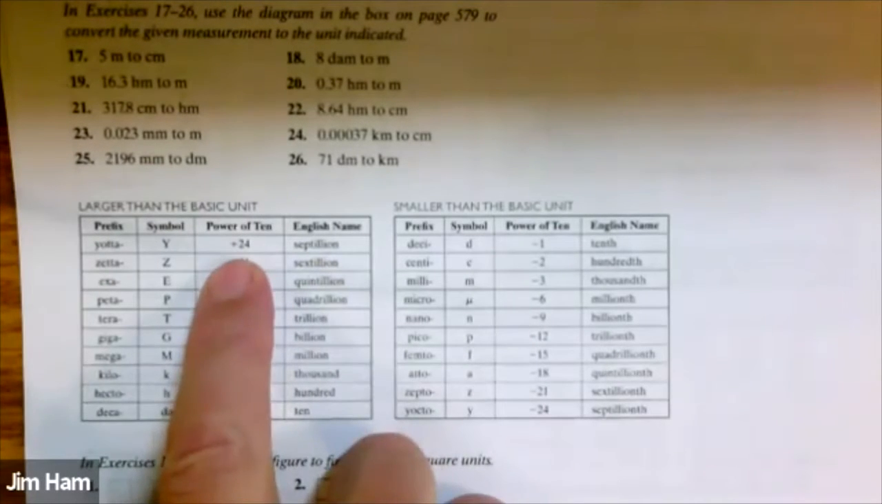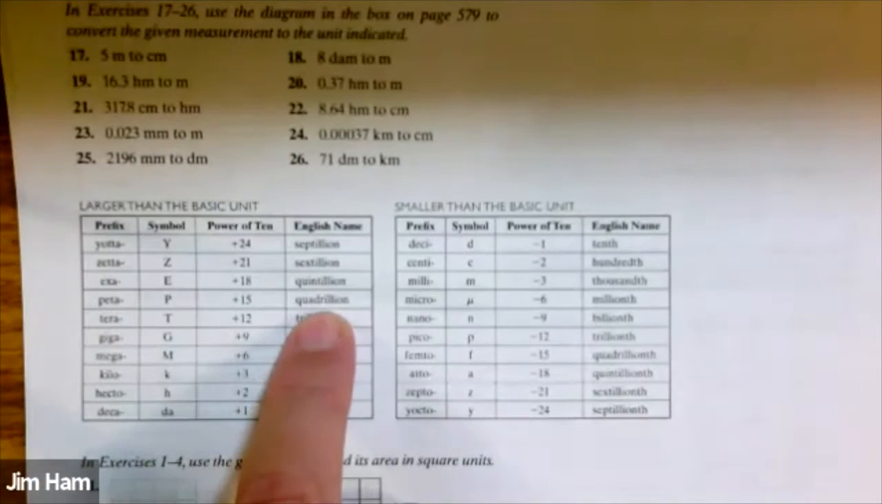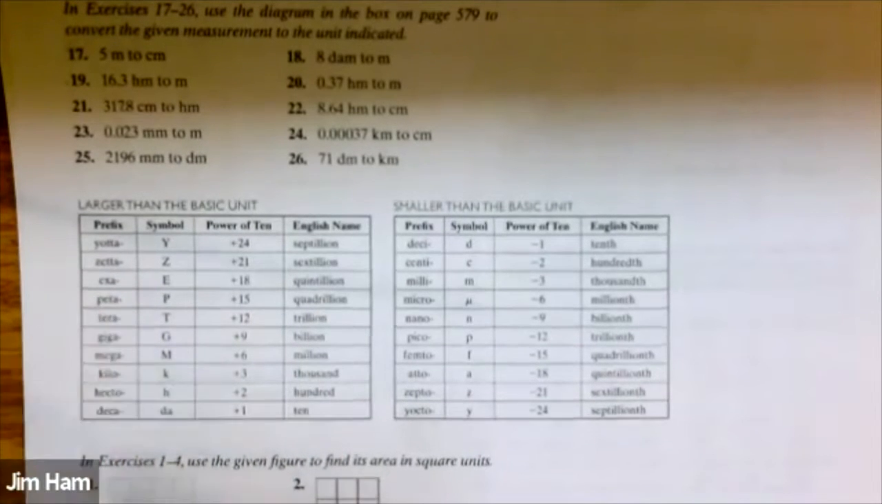But power of 10, you can see they go up by 3. Peta is a prefix that we use for quadrillion, and exa and zeta and yada. Some of these you probably have never heard about, but they just get bigger and bigger and bigger.